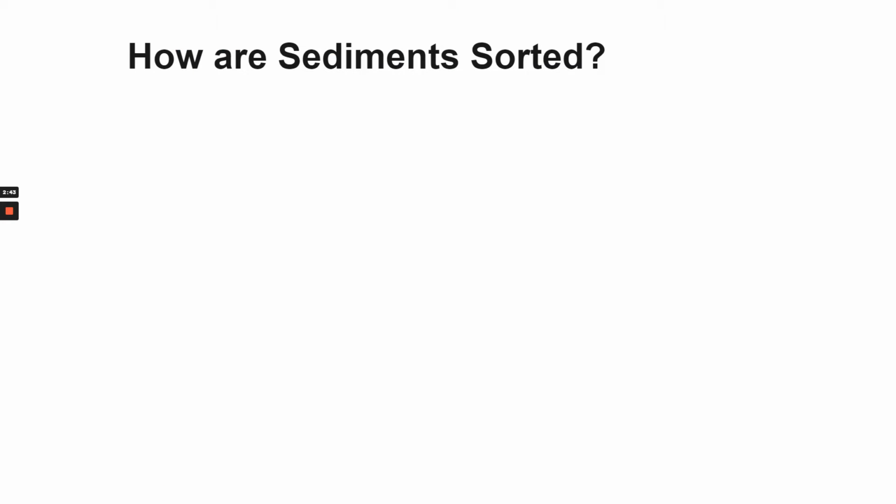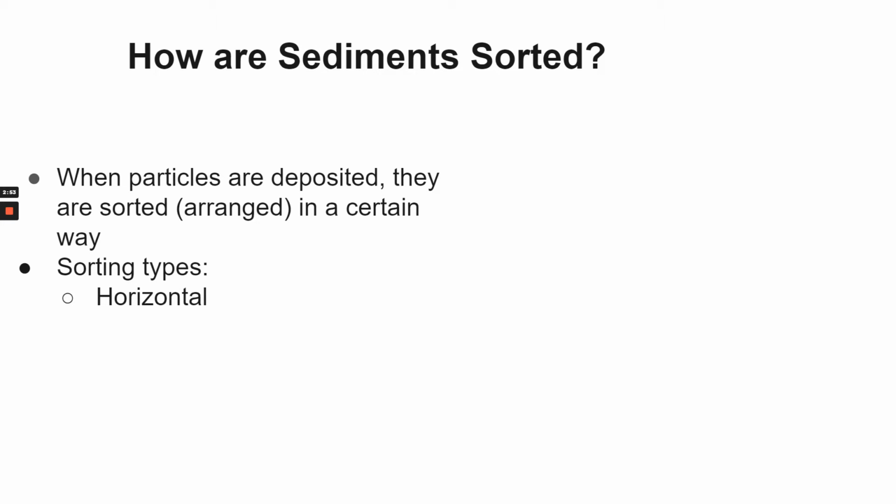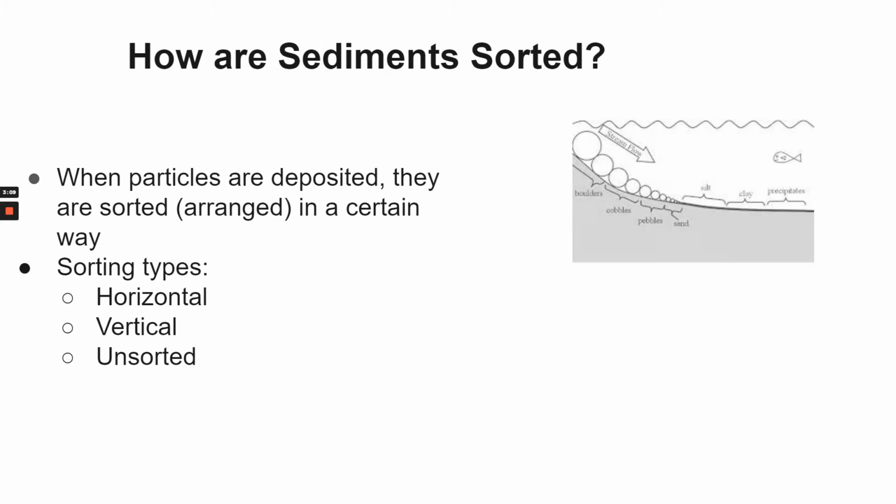So now we want to think about how sediments are sorted. When particles are deposited, they are sorted or arranged in a certain way. There's two ways that they can be sorted. They can be sorted horizontally, or they could be sorted vertically, or they could be unsorted. So basically you're either going to be arranged in a certain kind of pattern that looks orderly, or you're going to just be random, which would be your unsorted.